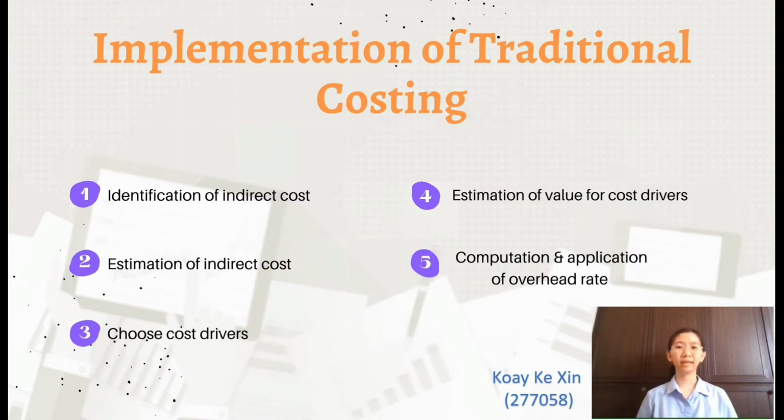Next, let's take a look at how traditional costing works. In the traditional costing method, we need to identify and estimate the indirect cost first. Then we need to choose a cost driver and estimate the value for the cost drivers. Lastly, we need to compute the overhead rate and apply it.